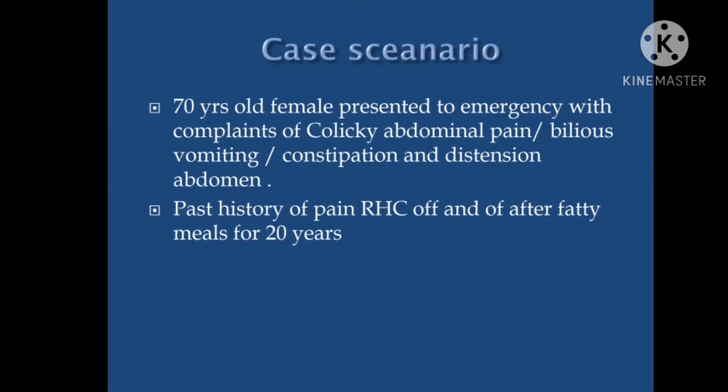Hi friends, let's have a look at this short case scenario where a 70-year-old female comes to the emergency with complaints of colicky abdominal pain along with multiple episodes of bilious vomiting, distension of the abdomen and constipation. On examination, the patient seems to be dehydrated and was given IV fluid. She was put on NG tube.